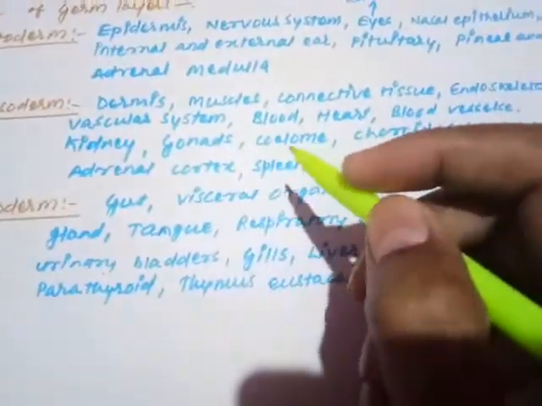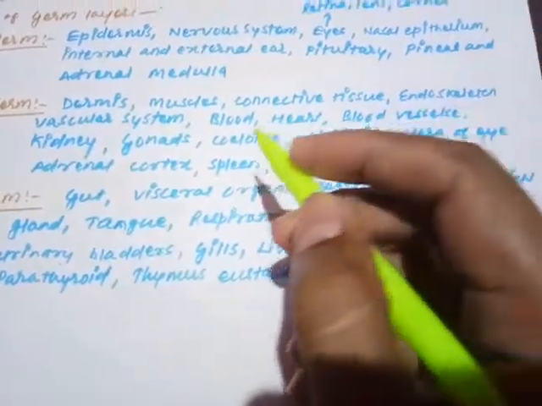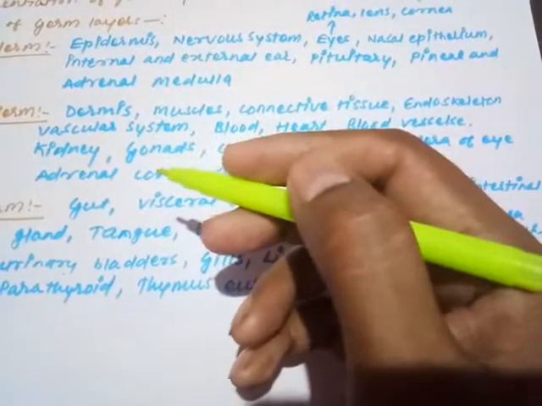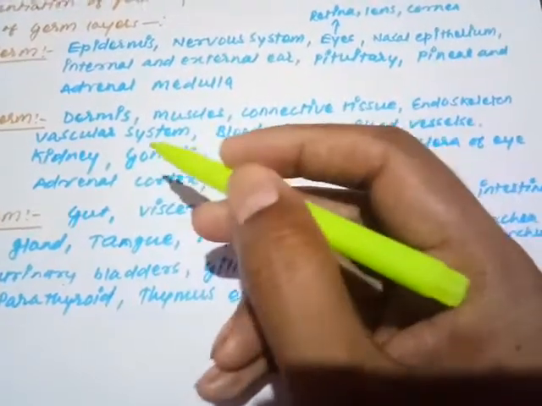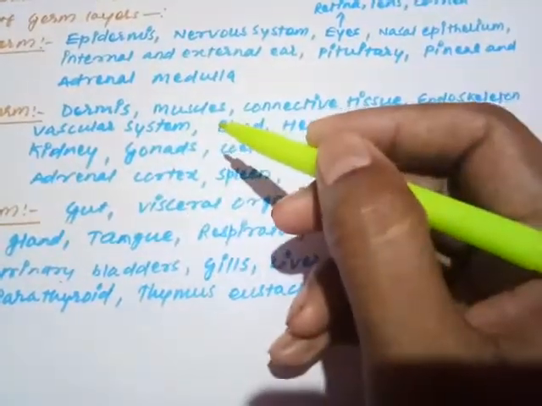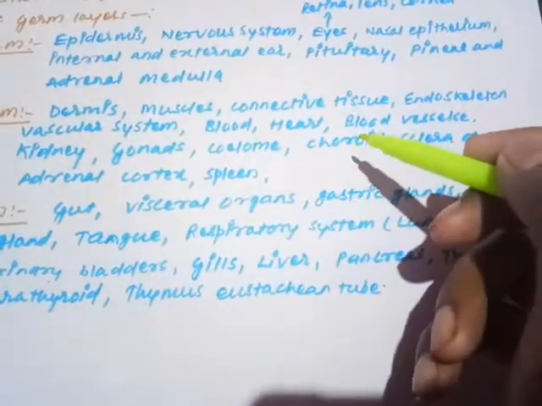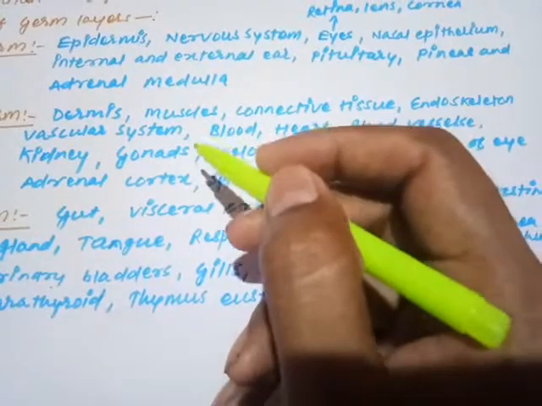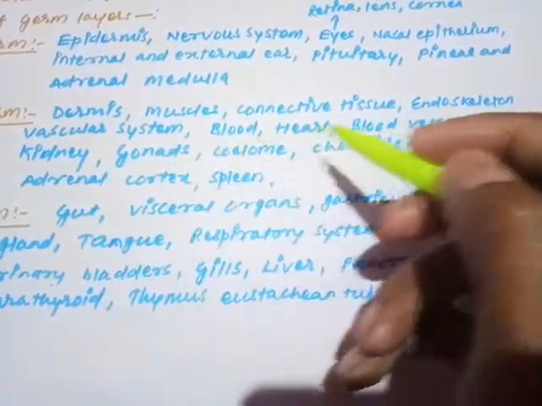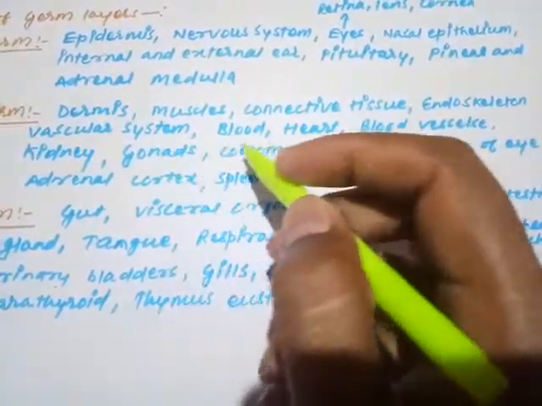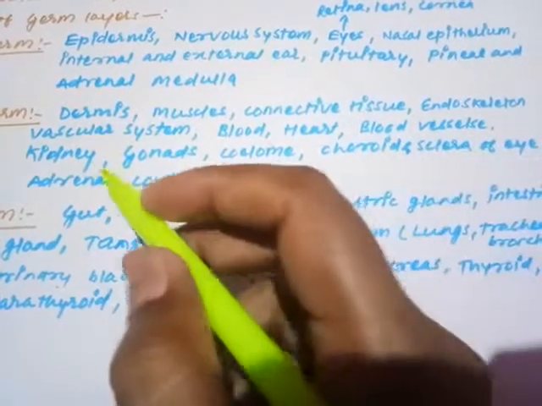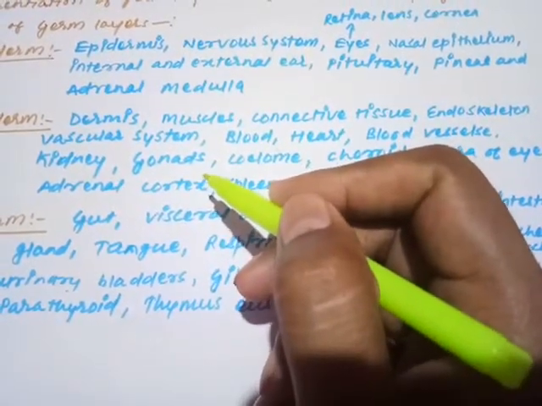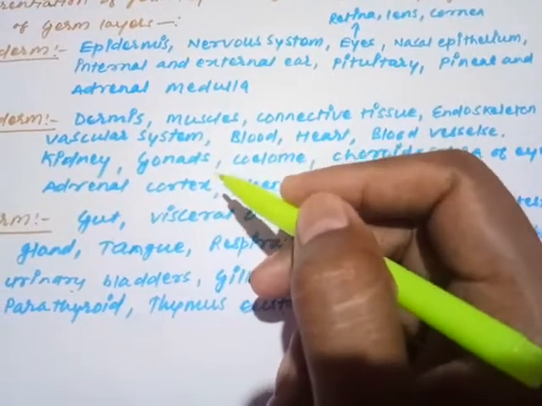Mesodermal origin, what is formed from the mesoderm? So for mesodermal origin, the portion below the epidermis, the subcutaneous portion, is formed from the mesoderm: dermis, all the muscular tissues, connective tissues, endoskeleton, and the vascular system. Vascular system means blood, heart, blood vessels, everything. Kidney. Gonads, the reproductive gonads, means what? Testis and ovary are both of mesodermal origin, you know very well.